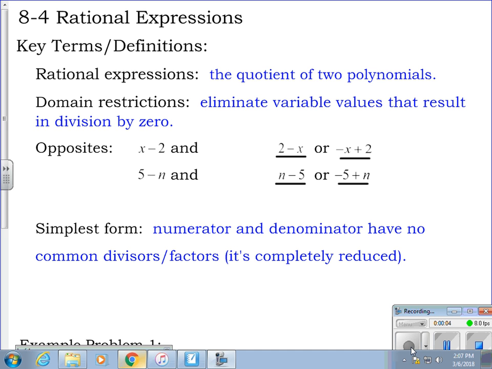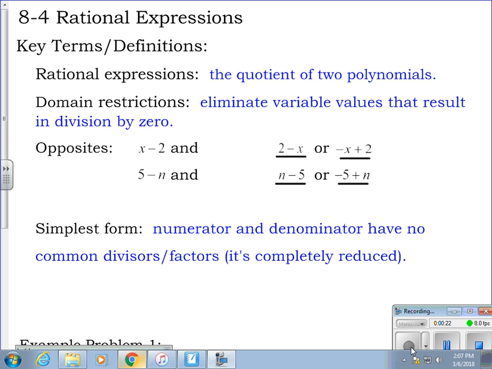Rational expressions. A rational expression is the quotient of two polynomials. It's a fraction: polynomial in the numerator, polynomial in the denominator. That's a rational expression. We're just dealing with expressions today. No equations, because there will be no equal signs.